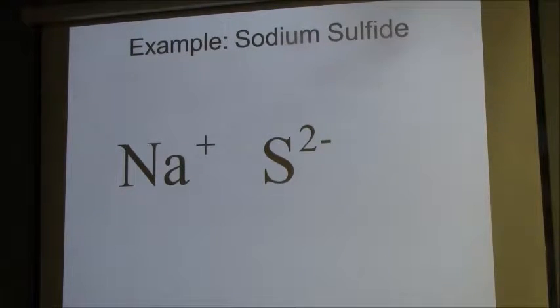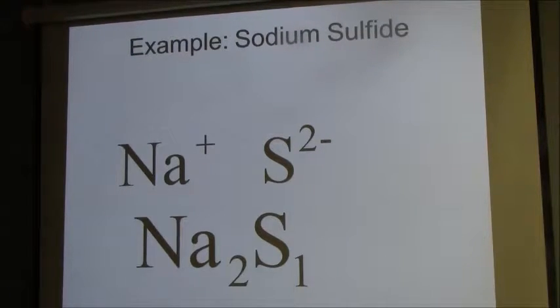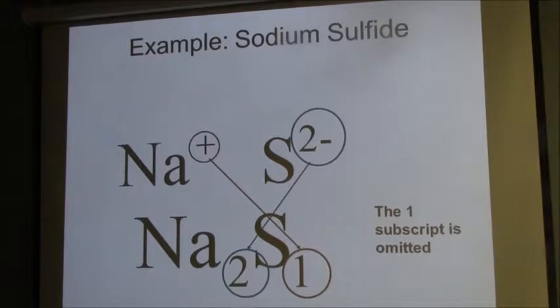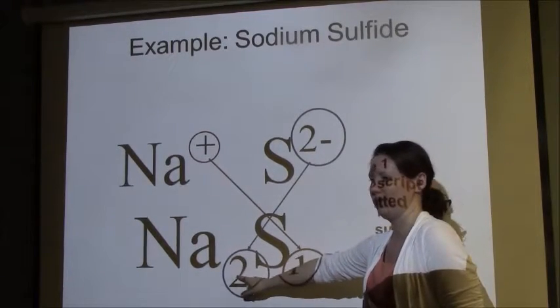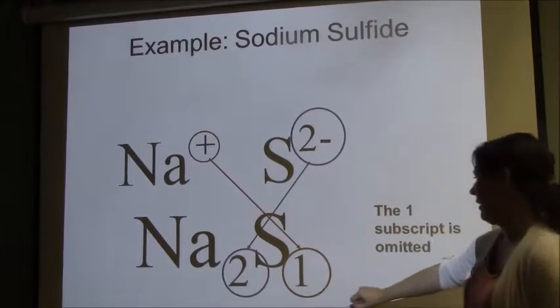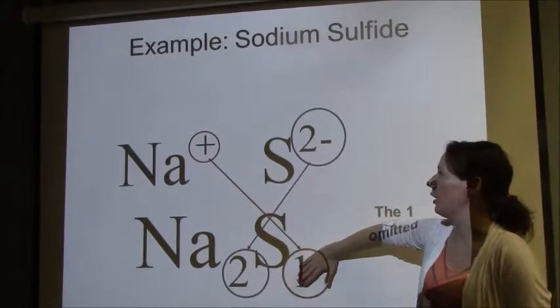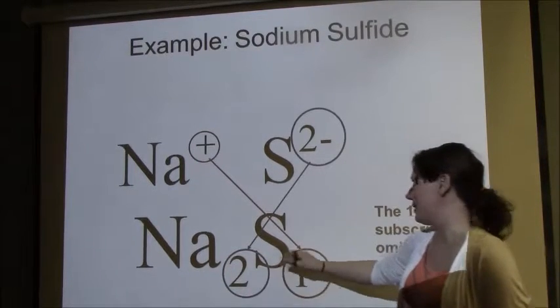So the crisscross method works like this. The superscript here, this is a +1, becomes the subscript over here, and the superscript here becomes the subscript here. Now, of course, you drop that negative because you can't have a negative subscript. That doesn't make sense. And if your subscript is 1, we ignore it. So the formula for this would be Na2S.